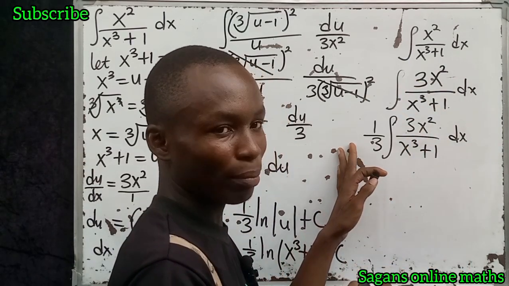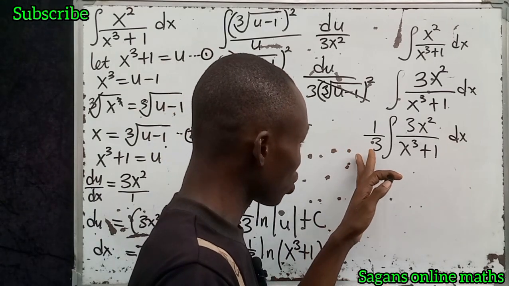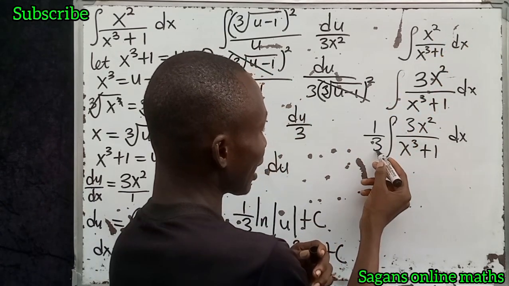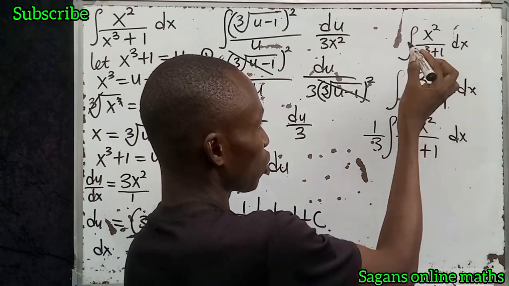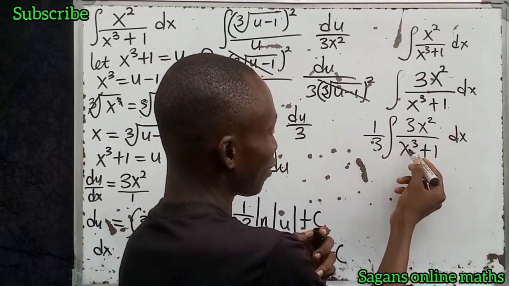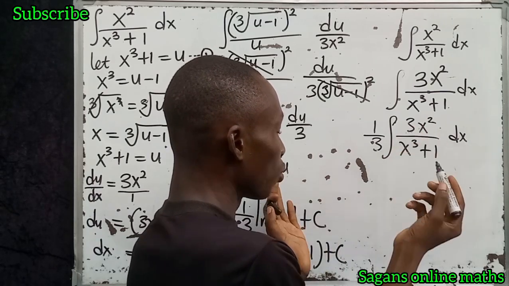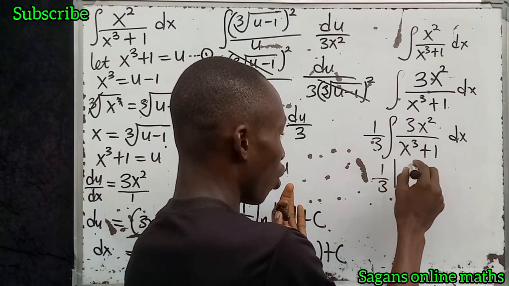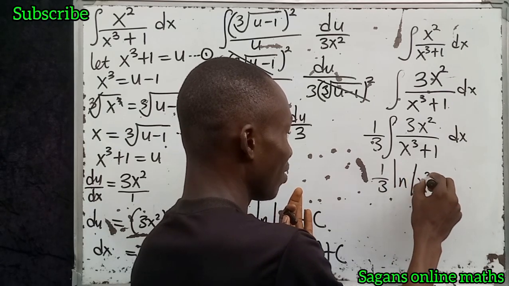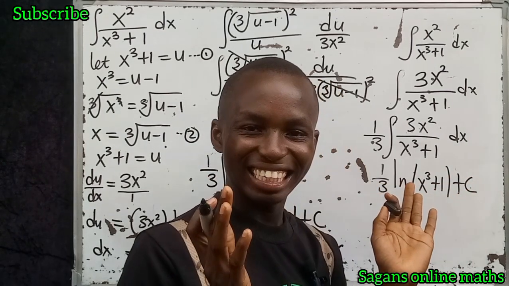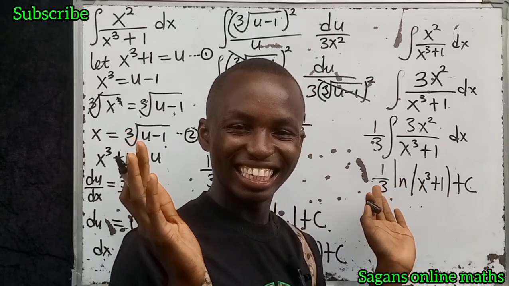Now, there's nothing changed here, my brothers and sisters. This function is the same as the original function. Do you know why? Because this 3 can cancel out this 3, so I'm still left with the original function. Now, since I have 3s squared here, and it is exactly the derivative of the denominator, I'm good to take the 1 over 3 multiplied by the ln of the denominator, which is s to the power of 3 plus 1, plus my integration constant. And that is it.